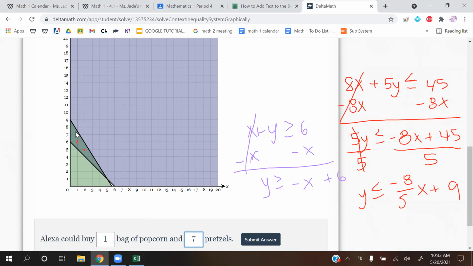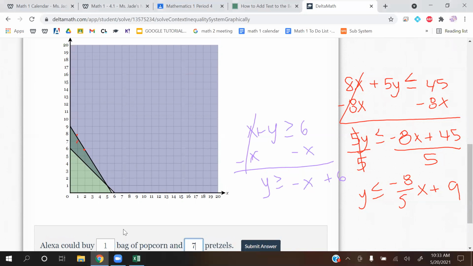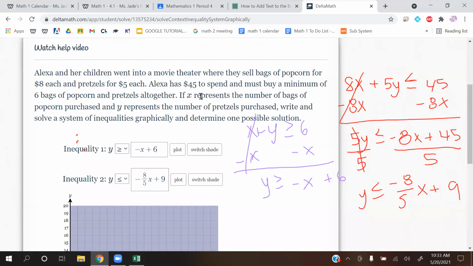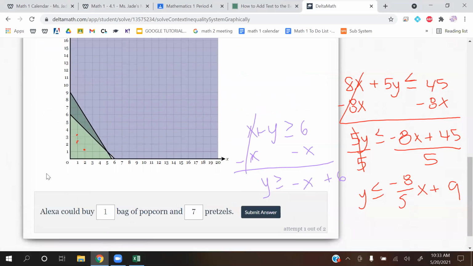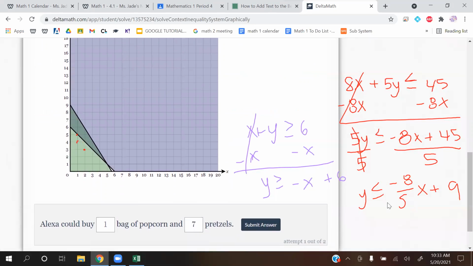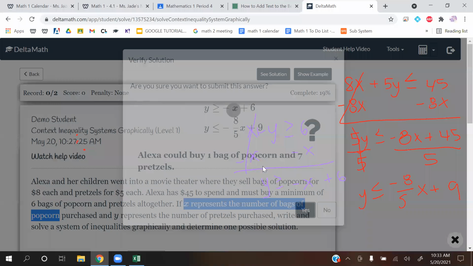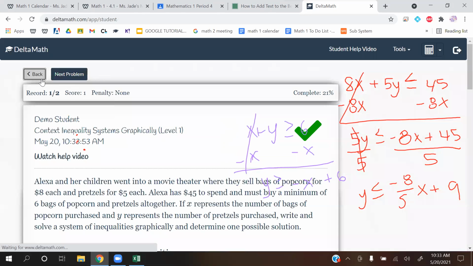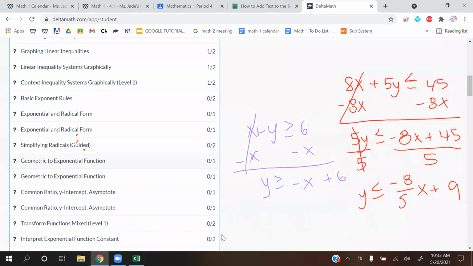So 1,7. And just to make sure, 1 bag of popcorn, 1 should be our x. So let me just make sure popcorn was x. Yes, x represents the bags of popcorn. So we're good to go. I didn't mix it up. Just double checking that x represented the bags of popcorn because this x was 1. So 1 and 7. And yeah, so let's submit this one.